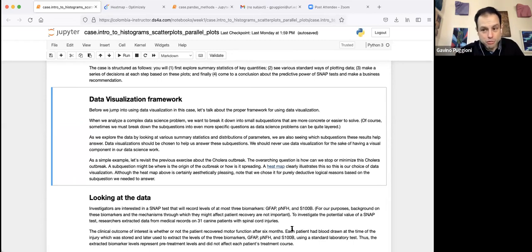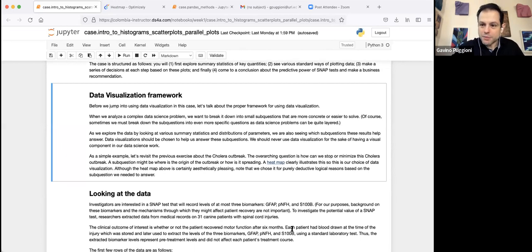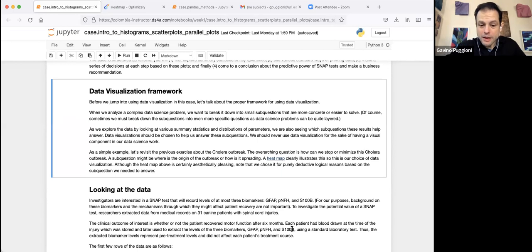So the ground truth is the standard lab test. Remember that. Because we know that that test is efficient, it works. However, it is slower and it takes more time. So we want to use it as a ground truth to validate the informative content of a SNAP test. The extracted biomarkers represent the pre-treatment levels. So the patient was not treated yet for the injury. We do not want the treatment to alter the conclusions that we are going to observe.